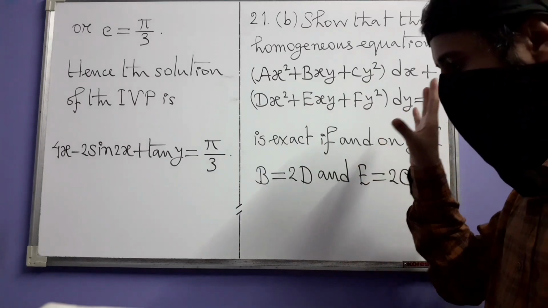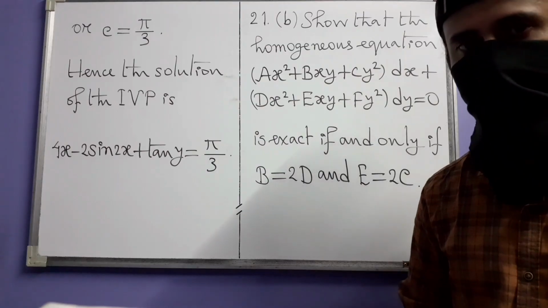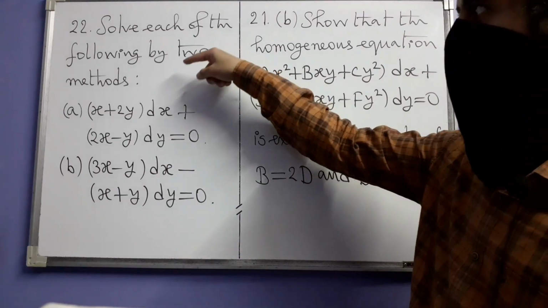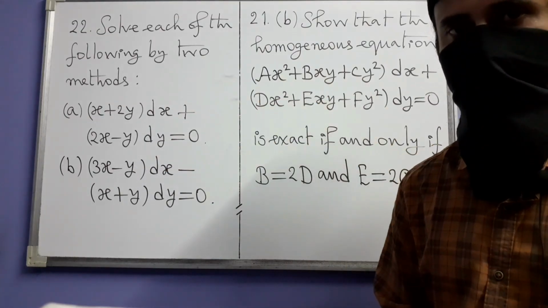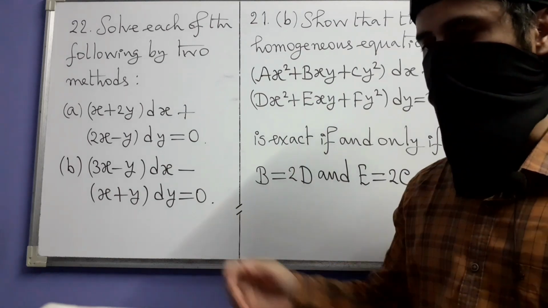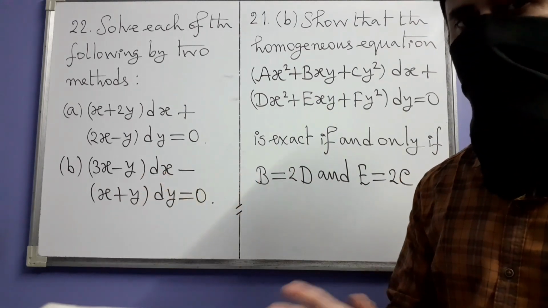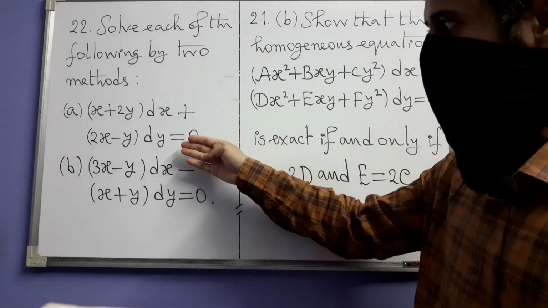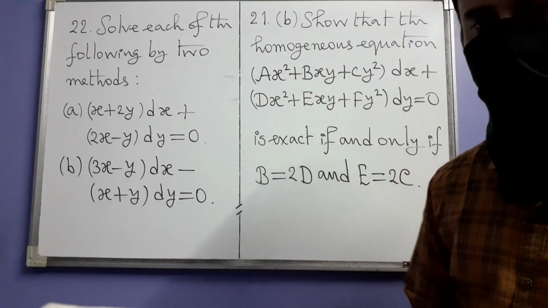And now we are going to use this exercise to solve number 22. And this is number 22. Solve each of the following by 2 methods. One method comes from this previous exercise and the other one comes from the fact that these equations are homogeneous. So we are going to solve only part A and part B is left to you.